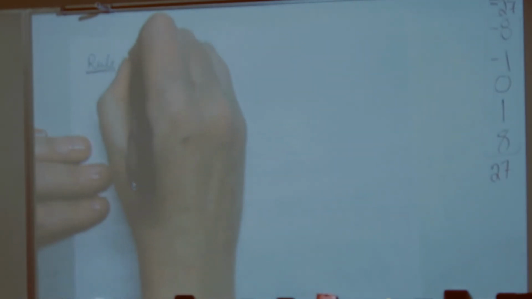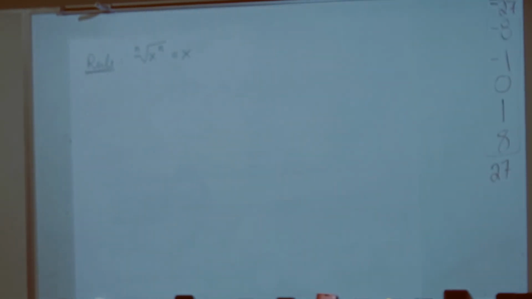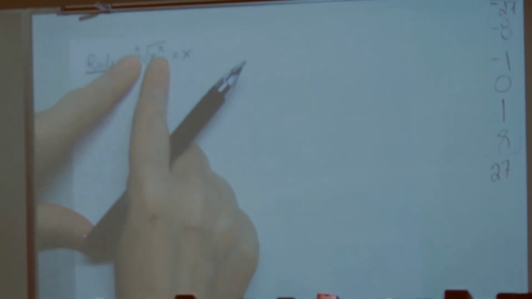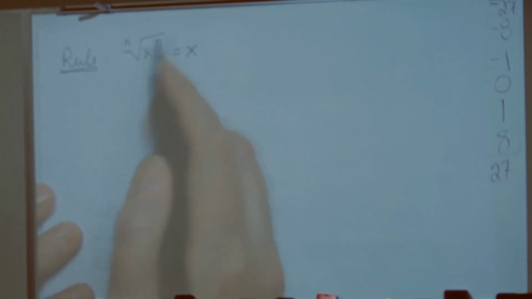All right, we have this rule for radicals, and it is the nth root of x to the n equals x. This is a really cool rule. Notice that the index matches the power on the inside. You see that? I zoomed out a little. Let's zoom back in. The index is the same as the power on the inside.